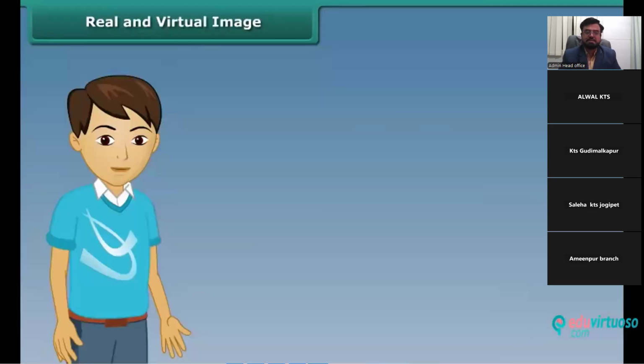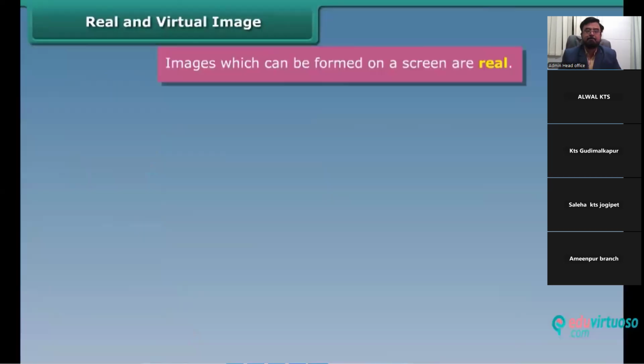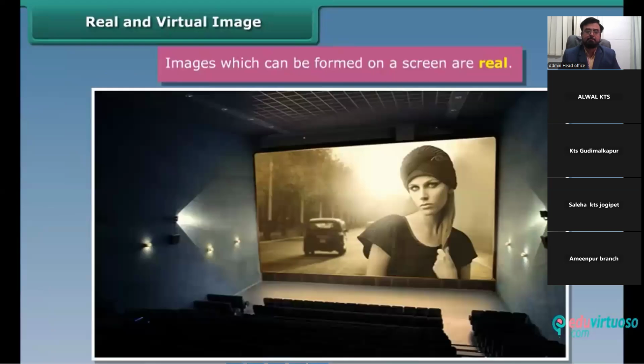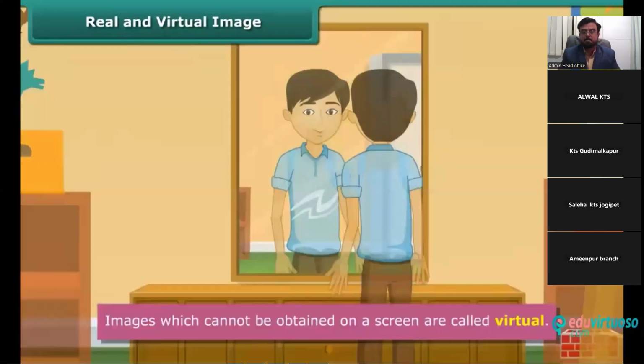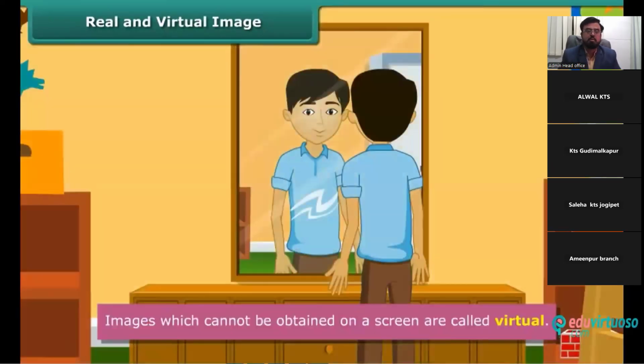Real and virtual image. Let us discuss what are real and virtual images. Images which can be formed on a screen are real. For example, images formed on a cinema screen are real. Whereas images which cannot be obtained on a screen are called virtual. For example, the image of our face in a plain mirror is virtual.